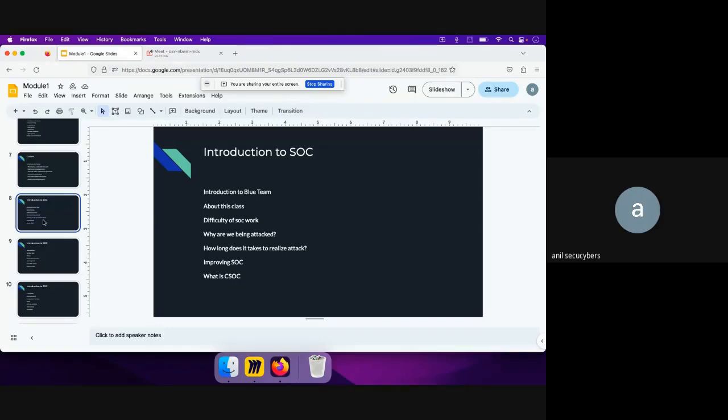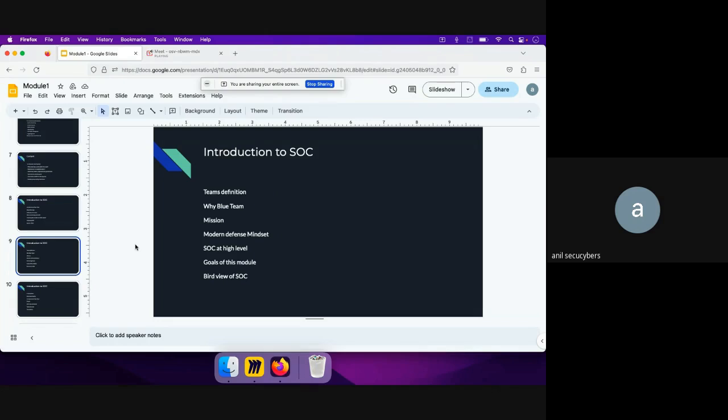We had started with an introduction to the blue team, and then we went through the difficulty of the SOC work, the reason why we're being attacked, and the reason SOC is there in the organization. We also went through the current trends of how much time it takes for any company to detect a breach, and other things like how we can improve the SOC, what is CSOC, and different team definitions like blue team, purple team, and red team.